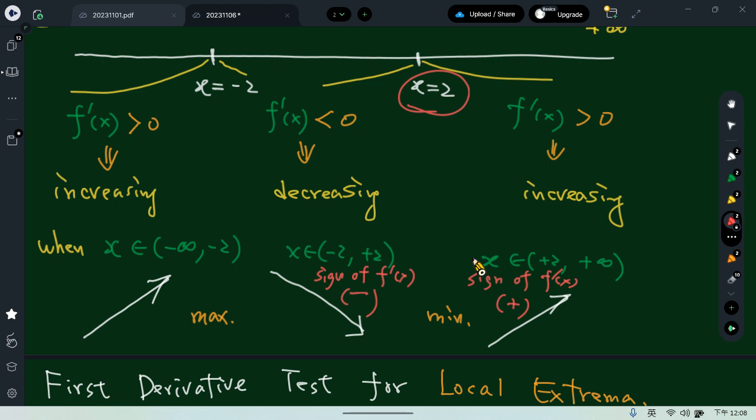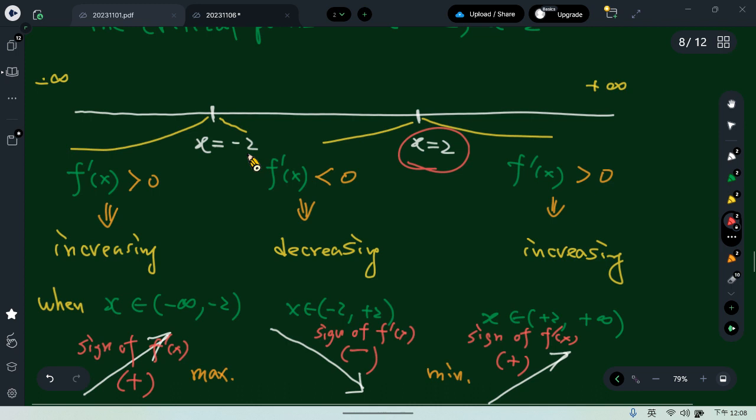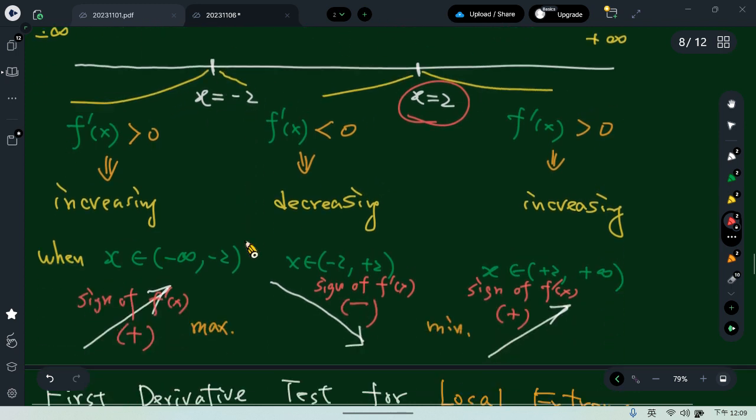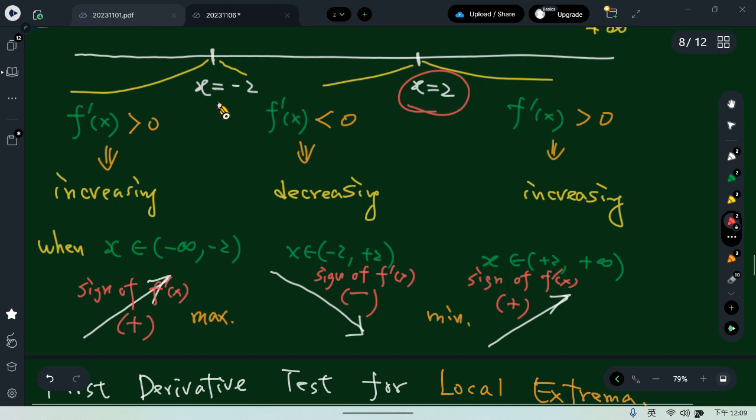Similarly, you can also find that it changes sign here. The sign of f prime x is positive. From positive to negative, crossing this critical point, negative 2, then we can see when x is equal to negative 2, we can have a maximum value here. So it's very intuitive, right?